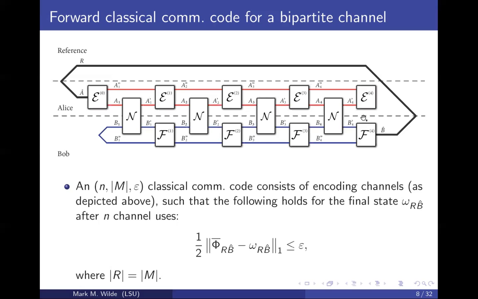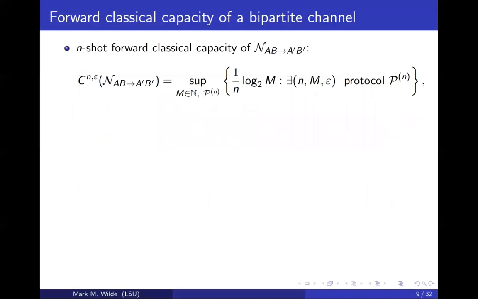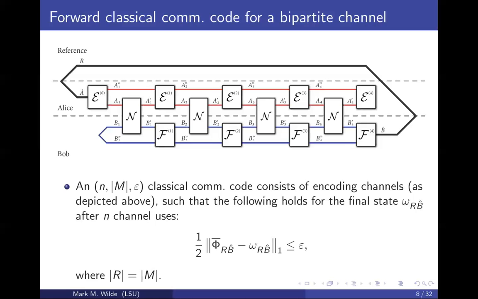Here's the picture of the scheme. You can describe it mathematically. That's something we did in our paper that's posted to the archive. I won't do it here. You have the picture and so you can see it. But really the error criterion is that the final state, we'll call it this omega state between the reference and B hat, that should be epsilon close in normalized trace distance to the maximally classically correlated state. So that's the criterion we'll adopt. There are other different criteria you can adopt. And again, this is an average error criterion. Okay, so that's the definition of a code.